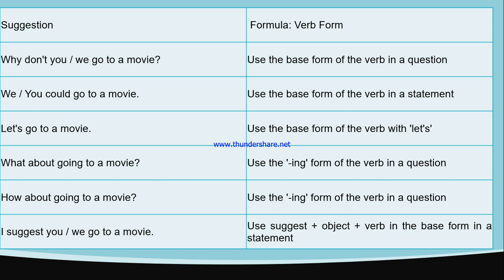I suggest you we go to a movie. Use suggest plus object plus verb in the base form in a statement. I think it's very easy to understand, so I don't really need to elaborate it to you, because whatever is written in the table, it's in simple English and you can easily understand it.